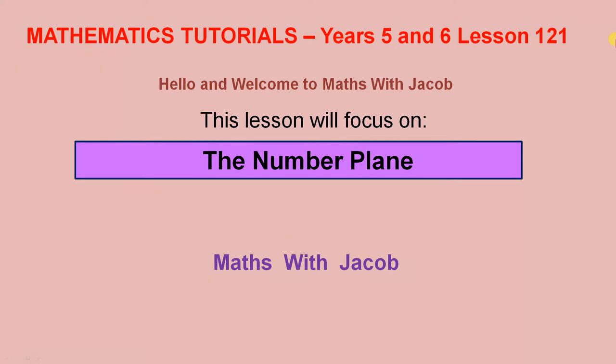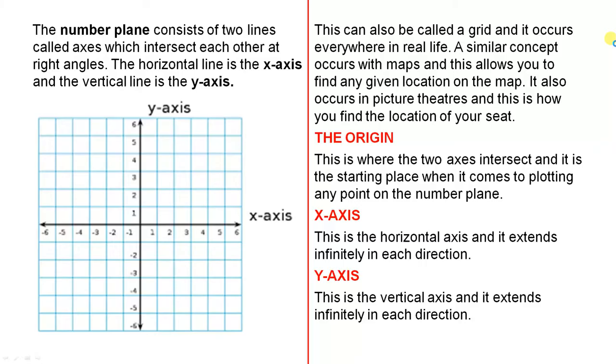This lesson will focus on the number plane. The number plane consists of two lines called axes which intersect each other at right angles. The horizontal line is the x-axis and the vertical line is the y-axis. So here they are. There is the x-axis, which is the horizontal line, and there is the y-axis, which is the vertical line.